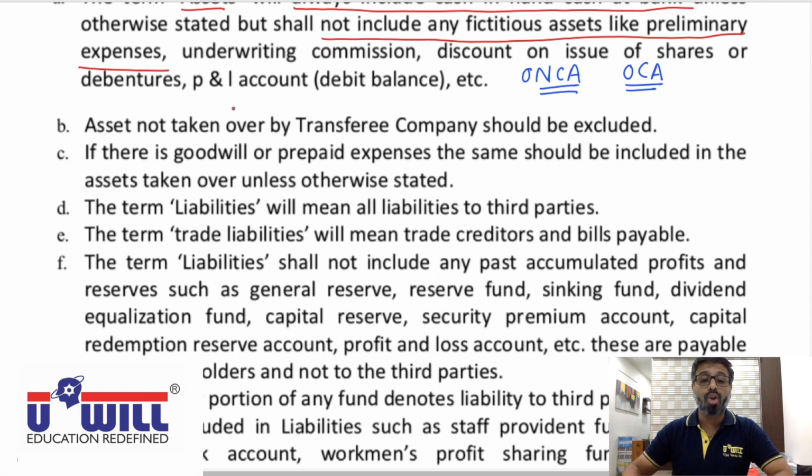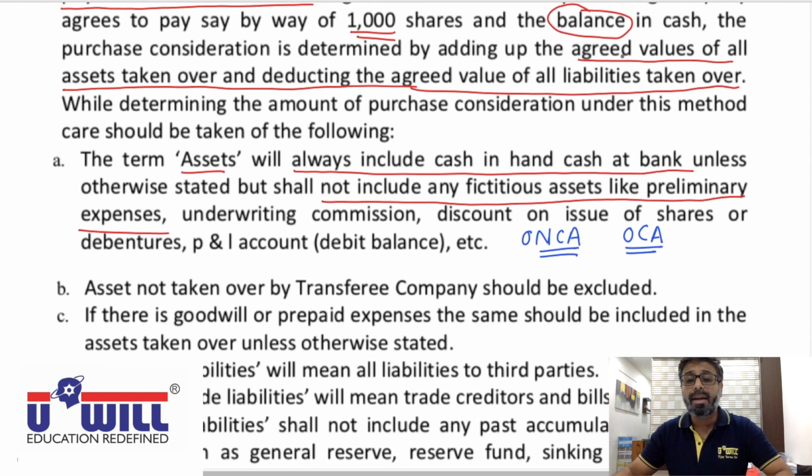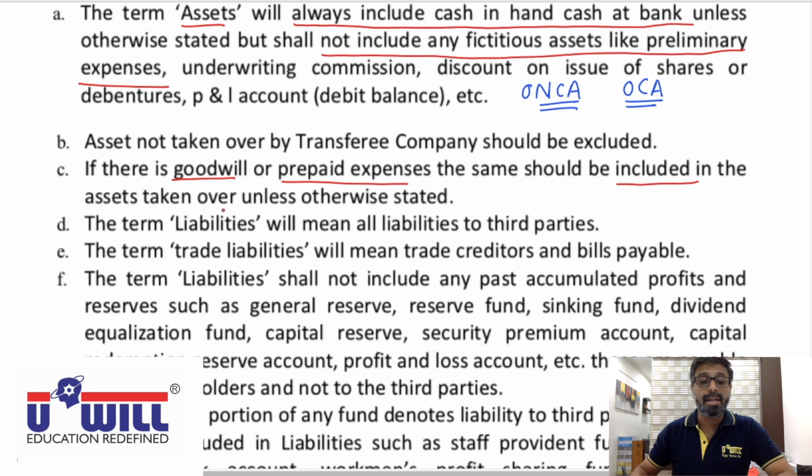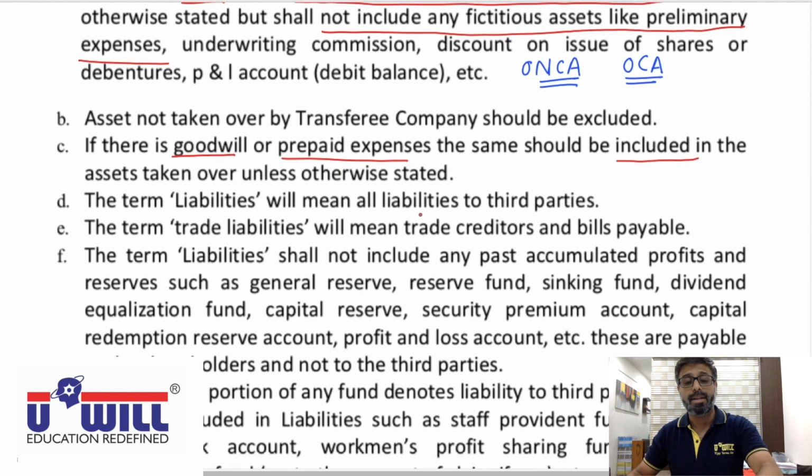Now, assets not taken over by the transferee company should be excluded. Nothing to remember in this, because what is the formula? Agreed value of all assets taken over. So automatically, assets not taken over are not to be included. If there is goodwill or prepaid expense, the same should be included. Goodwill given in the balance sheet and prepaid expense given in the balance sheet will always be included. They are a part of assets taken over unless otherwise stated.